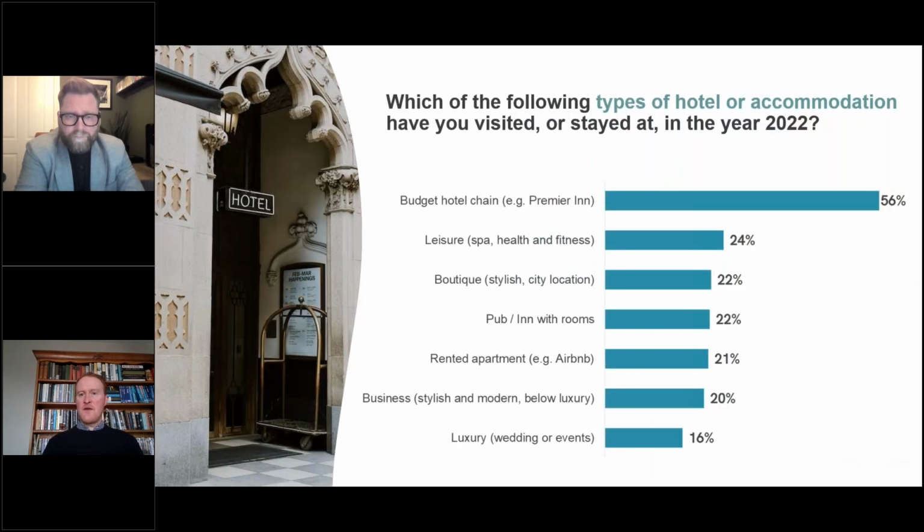Now, looking at the type of hotel or accommodation visited through 2022, maybe not a massive surprise to see that budget hotel chains from those 2,000 consumers were number 1. So 56% of consumers had stopped at a budget hotel. Premier Inn being one example, and was actually the largest example. So around 42% of consumers had stopped in a Premier Inn.